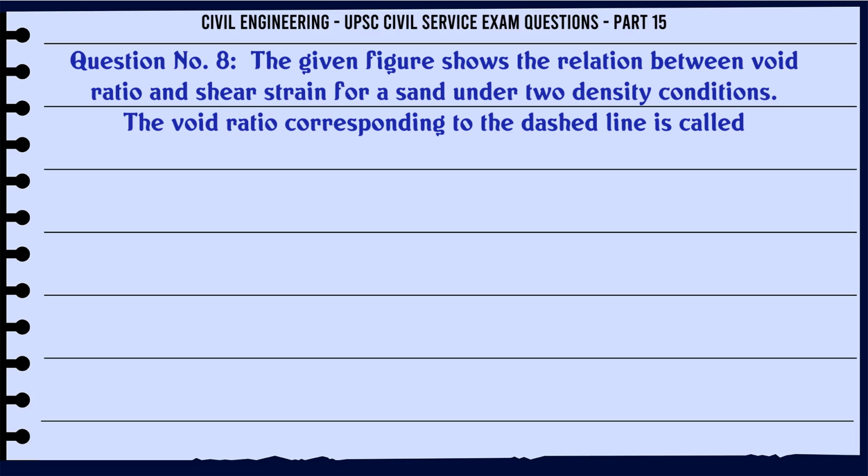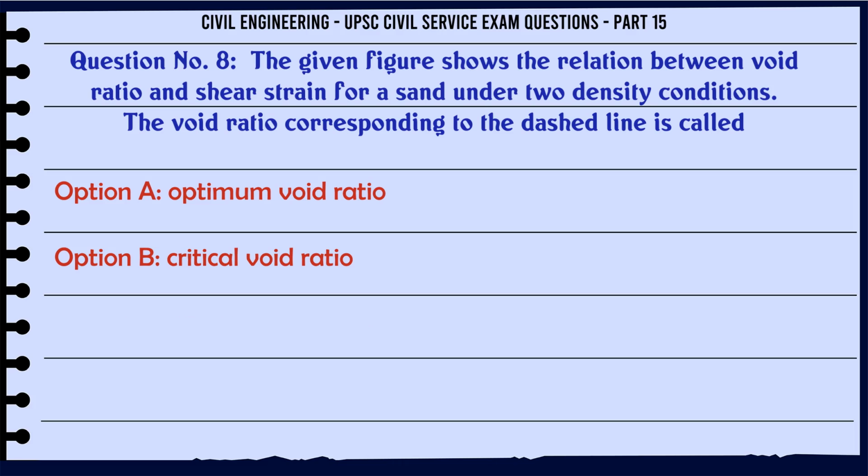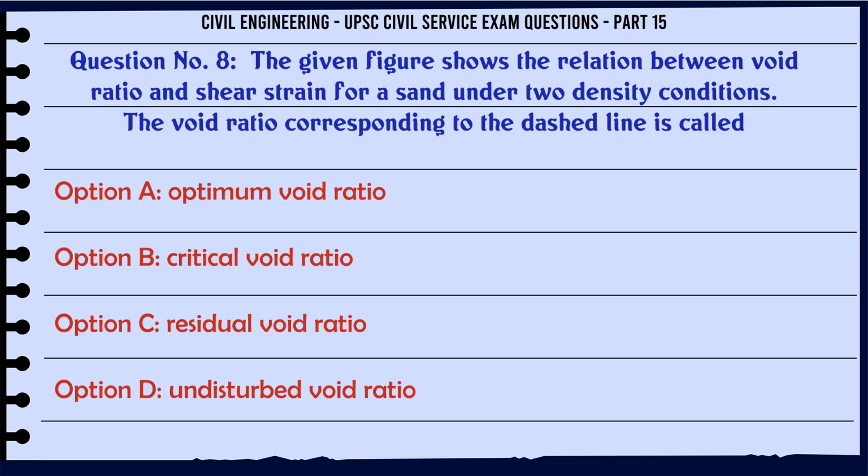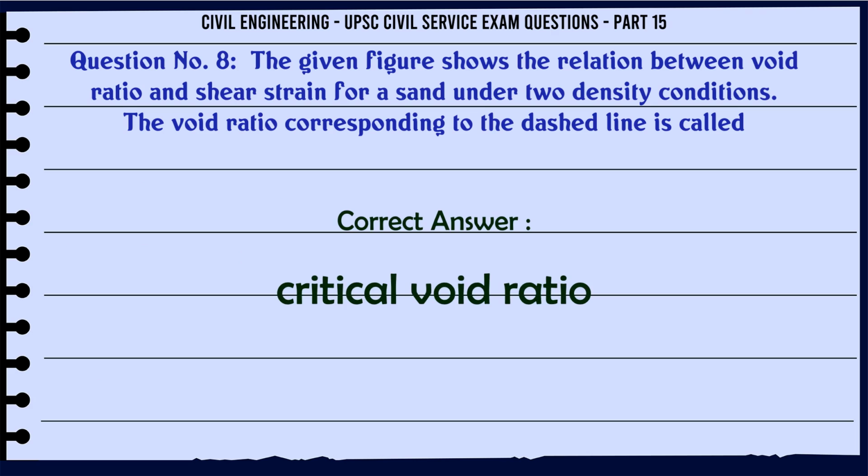The given figure shows the relation between void ratio and shear strain for a sand under two density conditions. The void ratio corresponding to the dashed line is called A. Optimum void ratio. B. Critical void ratio. C. Residual void ratio. D. Undisturbed void ratio. The correct answer is critical void ratio.